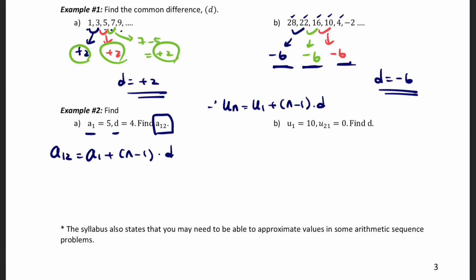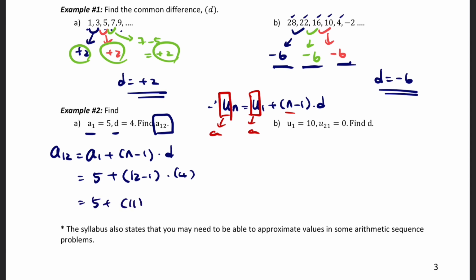So what I did is I just changed the U here with the A, right? That's what I did. When you do this, we know that the A1 value is equal to 5, the n value is 12, and the d value is 4. So we can say that 5 plus 11 times 4 equals A12, and it is equal to 49. So we can say that the missing term A12 is equal to 49. We have found our answer.